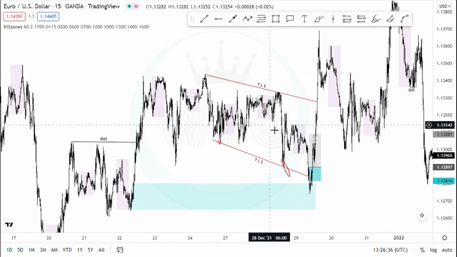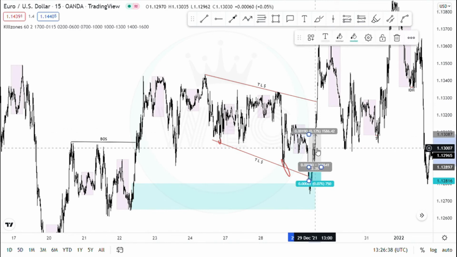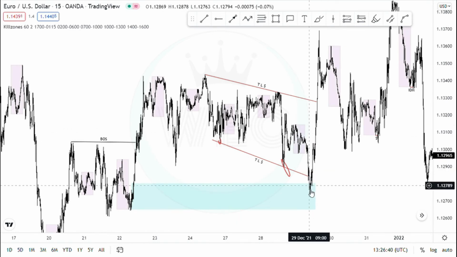So if you're trading smart money, you have the right knowledge, you understand what is really going on here, you might have caught this trade the right way.